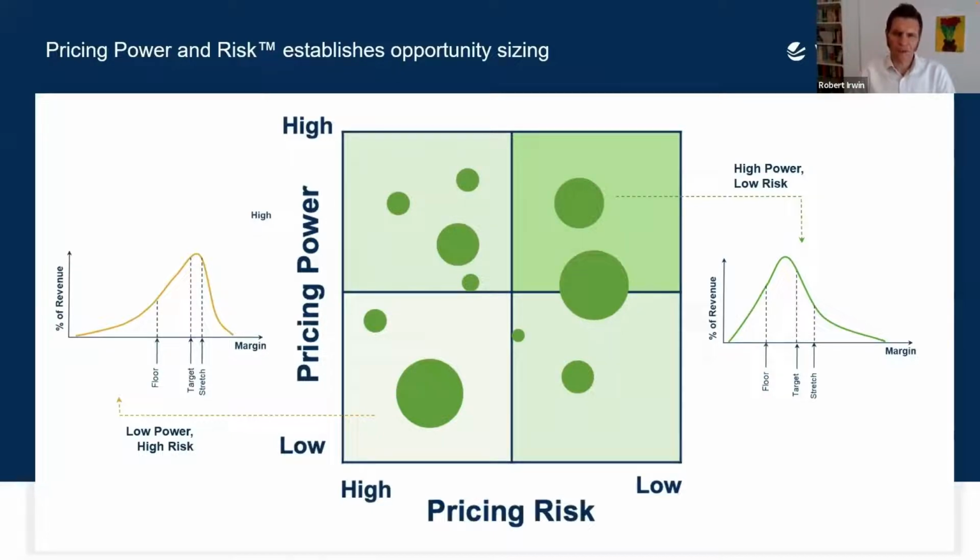So I've talked a lot about targets. Of course, with that comes the guidance for a floor and stretch value. And we want to govern, of course, the floors, the level of flexibility for the sales team. And we also want to encourage, through the stretch, the sales team to push as far as they can within a realistic context of the segment.